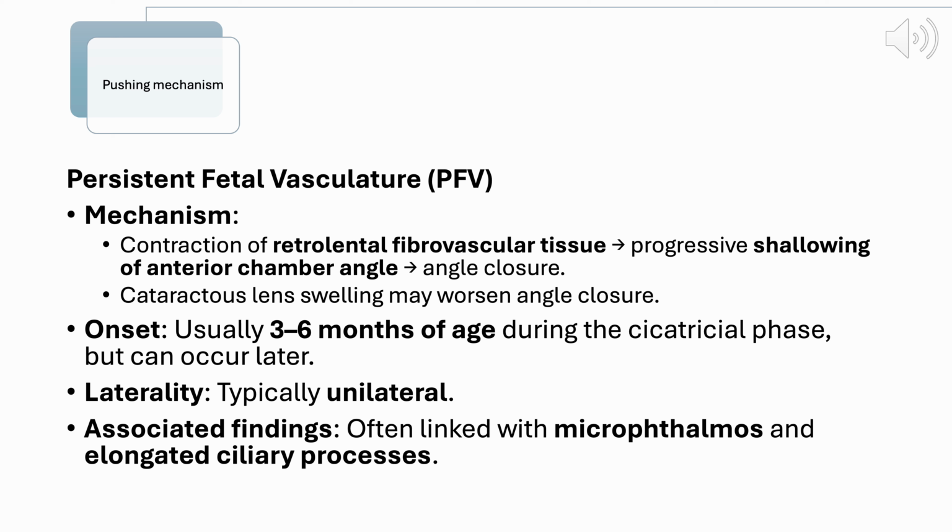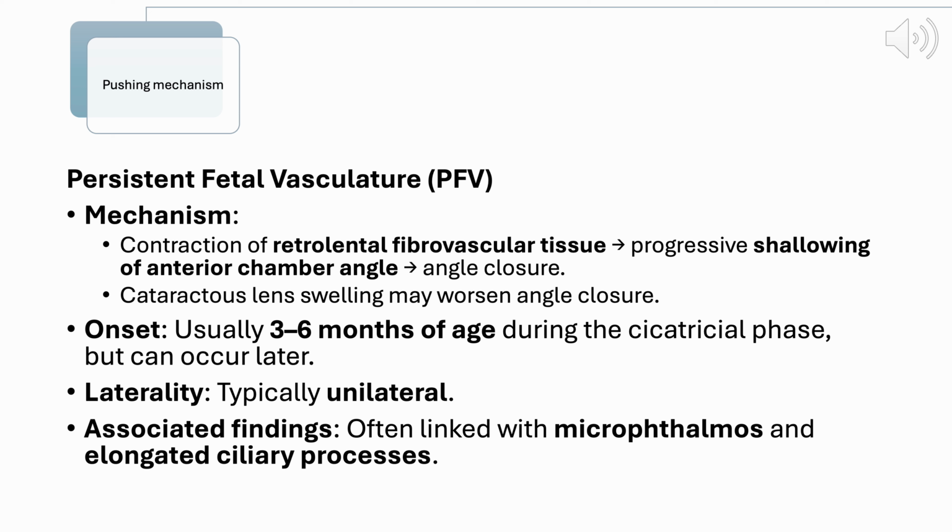Persistent fetal vasculature, or PFV, is a developmental anomaly where remnants of the fetal vasculature persist and lead to secondary complications. The key mechanism is contraction of retrolental fibrovascular tissue. This contraction progressively shallows the anterior chamber angle and can eventually cause angle closure. Swelling of a cataractous lens may further worsen the angle narrowing.